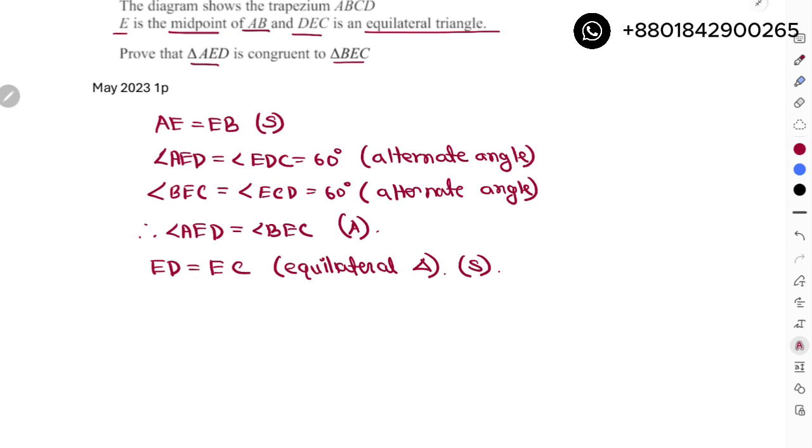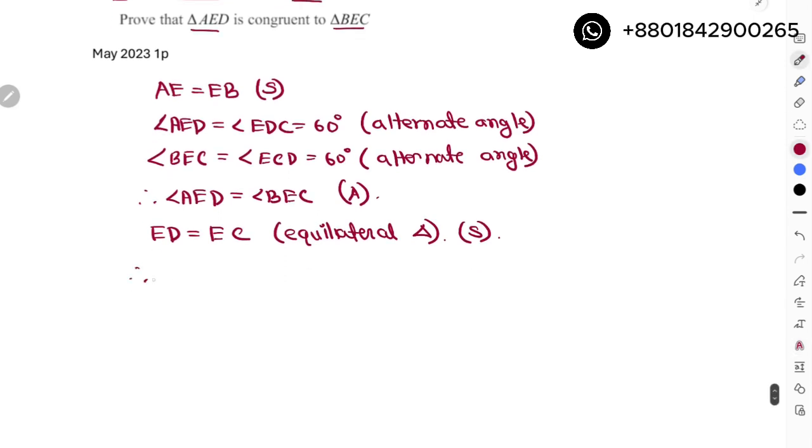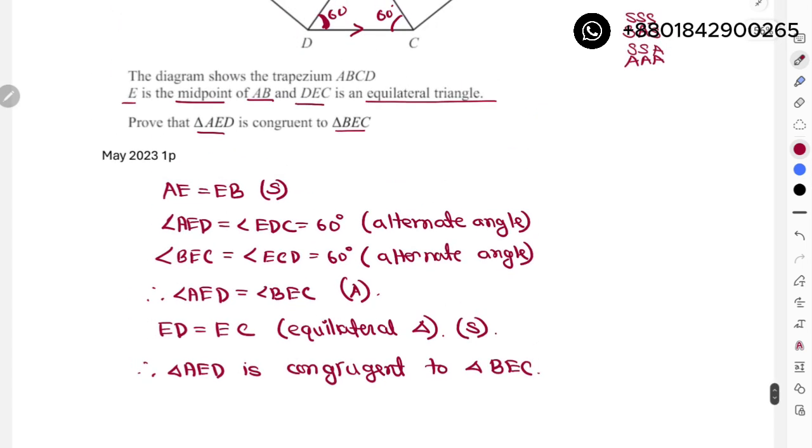That means this is enough to say that these two triangles are congruent. We're going to finally write down the statement: therefore triangle AED is congruent to triangle BEC, right? If they are equal, then this is it. That is what one proof would look like.